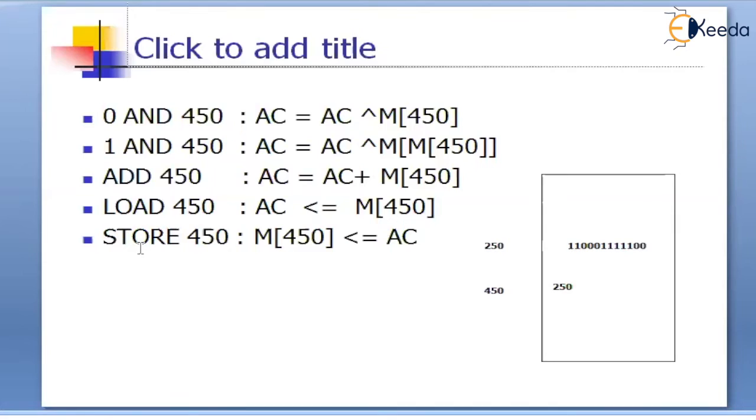Now you know the operations of AND, ADD, LOAD, STORE. What is AND? AND is going to perform an AND operation. You know that AND is a bitwise operation in which two digits will get ANDed, right? So the AND truth table is 0 0 0, 0 1 0, 1 0 0, and 1 1 1. There will be two operands that are going to be ANDed. Finally, the result will be stored in the first operand. Here the two operands are accumulator and memory of 450.